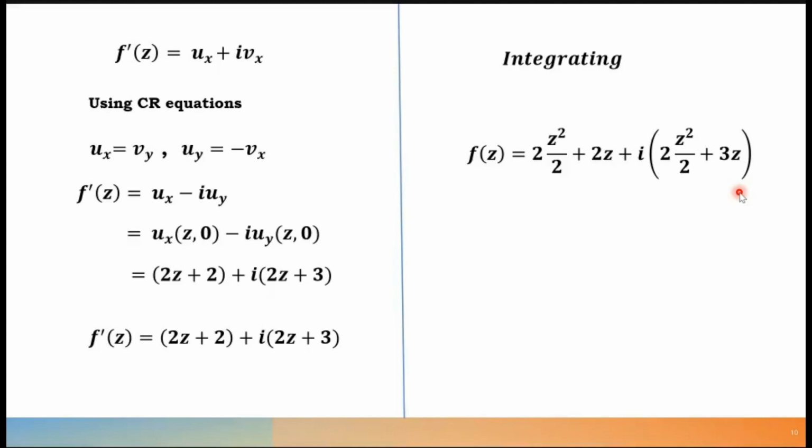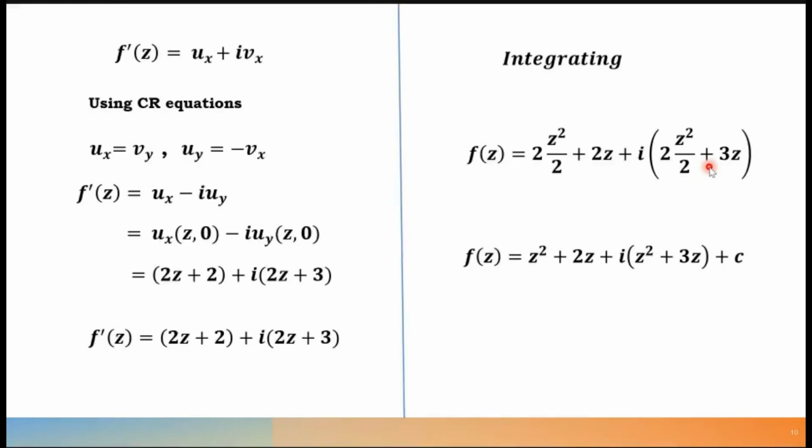Putting z is equal to x plus iy. I've simplified here. 2 and 2 get cancelled. This also gets cancelled. Is it done? Previous one, x square plus 2y minus y square plus 3x plus 2y. Okay, let's check that.